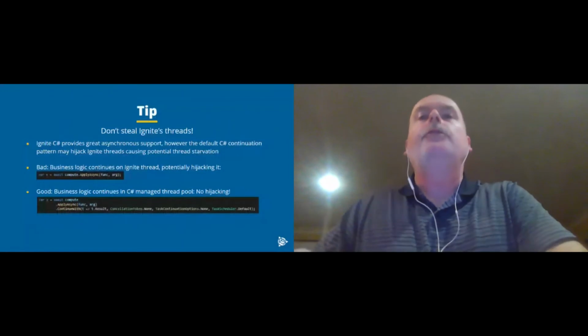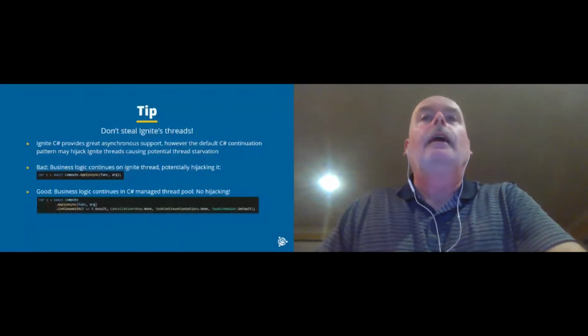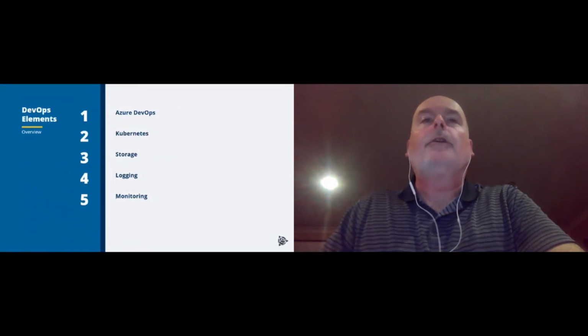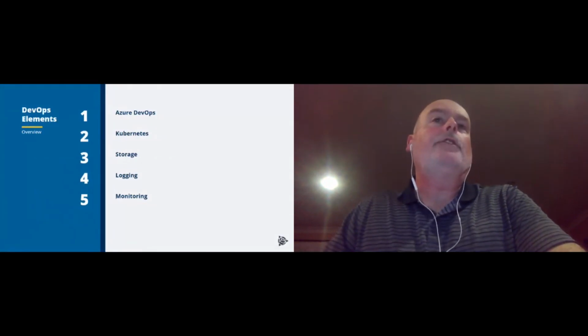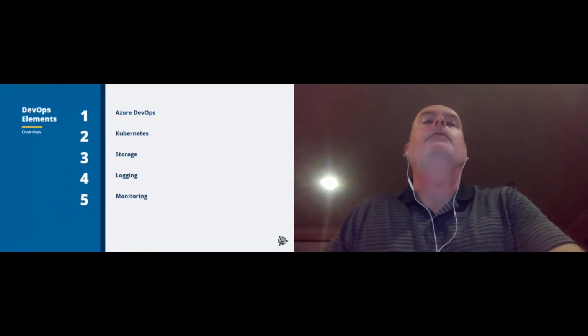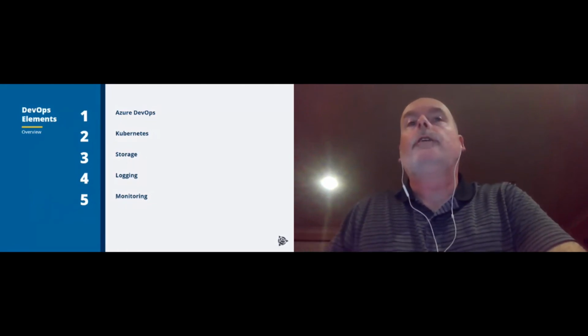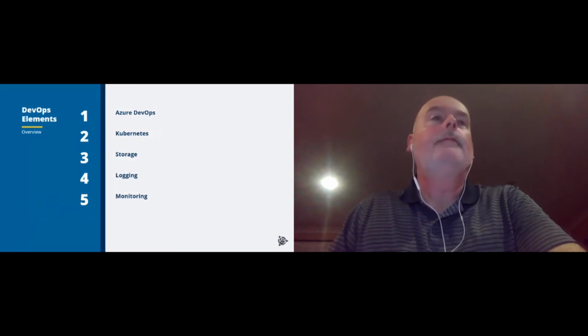Moving on to some DevOps and deployment topics. Five sort of little topics to cover here. We use Azure DevOps. Kubernetes is our deployment and orchestration engine. And we'll cover what we use for storage, logging, and monitoring.